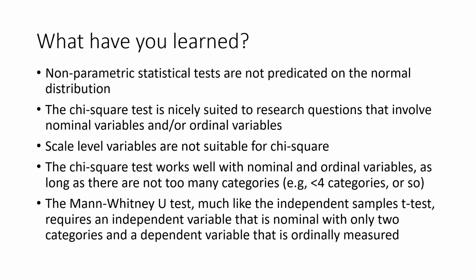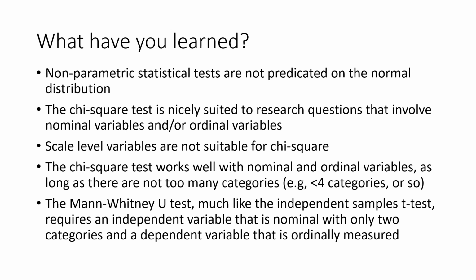Okay, so let's briefly review what you learned in this chapter. In chapter 7, we looked at the concept of a non-parametric statistical test. We've looked at the example of the chi-square fitting that category, as well as the Mann-Whitney U test. What makes a non-parametric statistical test non-parametric is that it is not predicated on a normally distributed curve. The chi-square test that we focused on primarily is really nicely suited to particular research questions that involve nominal and ordinal variables. It is not a suitable test if you have scale level variables in your data set.